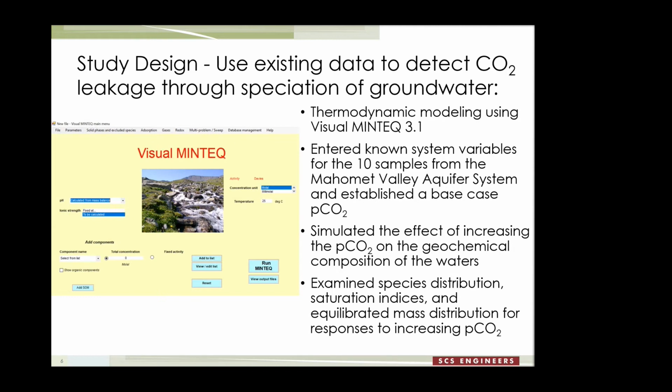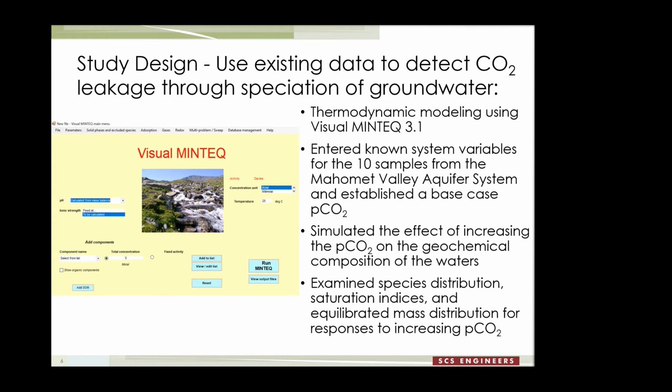That includes pH, Eh, and the dissolved analytical constituents. And we allowed the program to establish a base case PCO2 value, which is the partial pressure of carbon dioxide. From there, we simulated the effect of progressively increasing the PCO2 value on the geochemical composition of the groundwater. As we did this, we examined how the species distribution, the saturation indices of minerals, and equilibrated mass distributions changed as the PCO2 increased by generating Excel outputs and graphs.